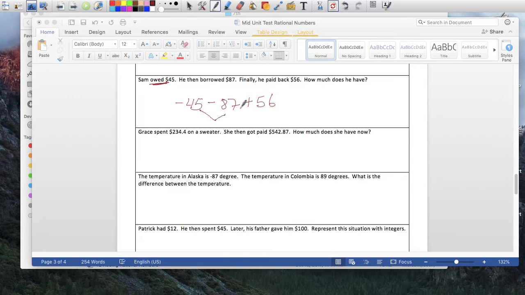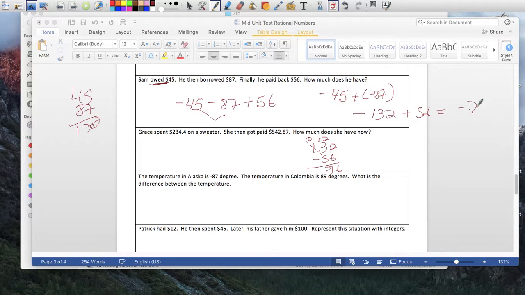Well, I'm going to have to do some problems. So this one is negative 45 plus negative 87. They're both negative, so it becomes 45 and 87, which is 132. So he's at negative 132 now. Then he paid back a little bit of what he owes, which is plus 56. Who's winning? The negative, and it's going to be 132 minus 56. 12 minus 6 is 6. It's going to be 12 minus 5, which is 7. That borrowed, right? Sorry. And he's still negative. Okay, he still owes $76.